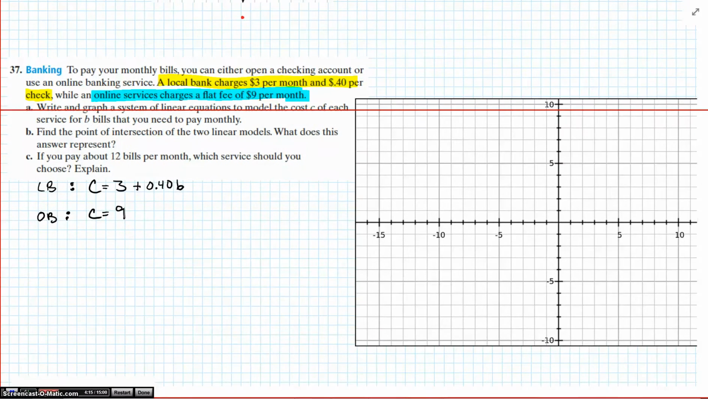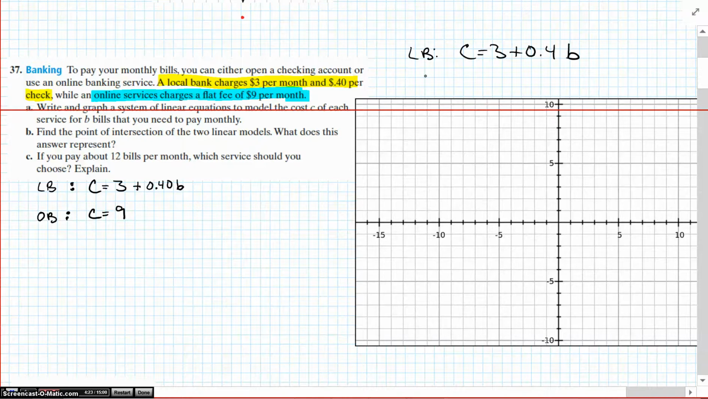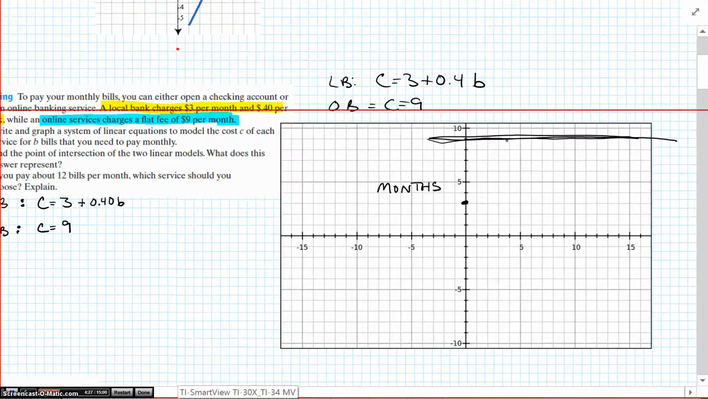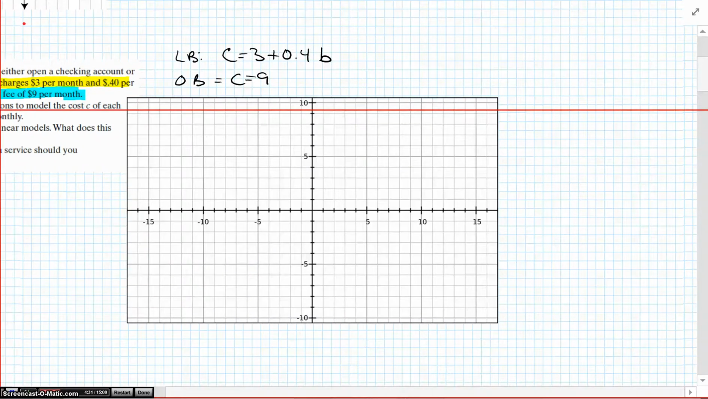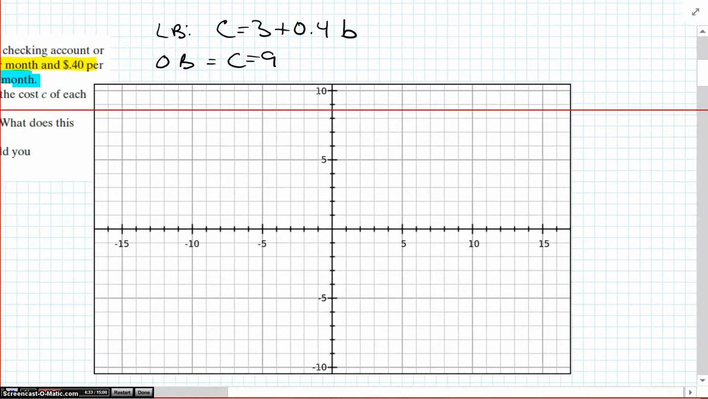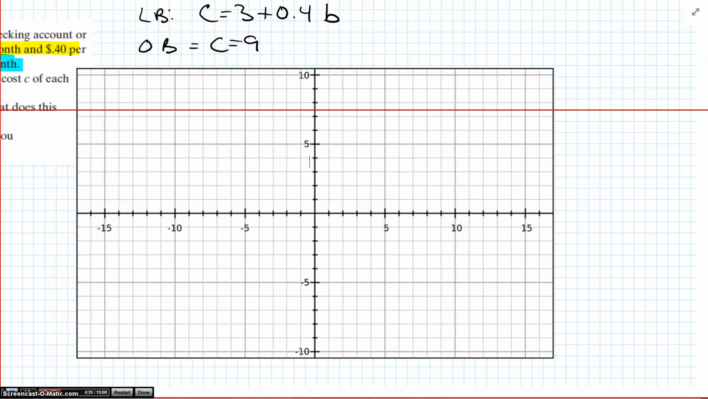All right, so I'm going to write it above here. For the local bank, it was C equals 3 plus 0.4 times the number of bills. For the online bank, we had C equals 9. So now we're going to graph this. I'm going to zoom in a little bit to make it easier. All right, so basically, this is our equation.